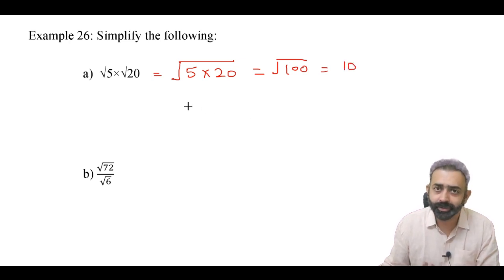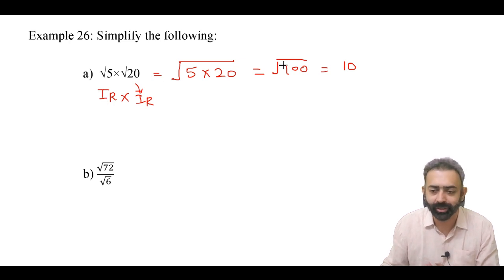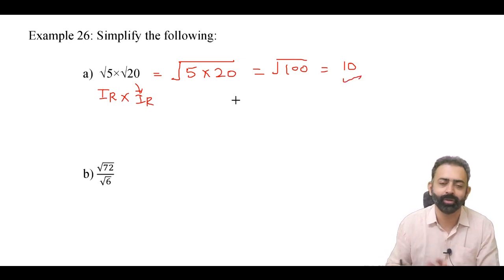So it appears that both the numbers are irrational, and this satisfies our very important property: if two irrational numbers are in multiplication, root 5 is irrational, root 20 is also irrational, two irrational numbers in multiplication may give you a rational number. This is the perfect example of that property.